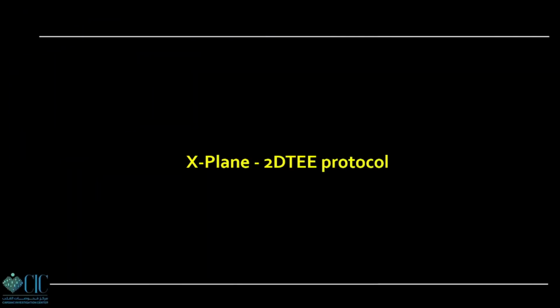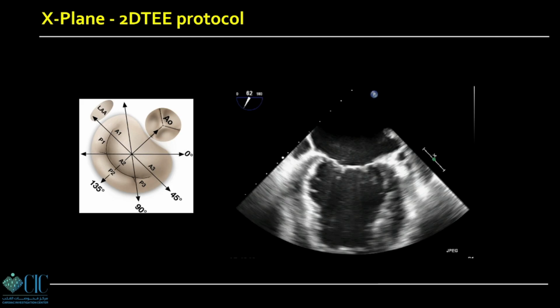If you have a 3D probe that can do X-plane, in that case, don't start by the long axis. Start by the commissural view. When we said the long axis cuts like this, the commissural view cuts like that. Okay? A very complicated view.